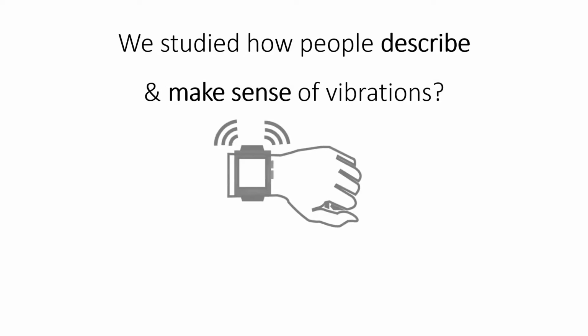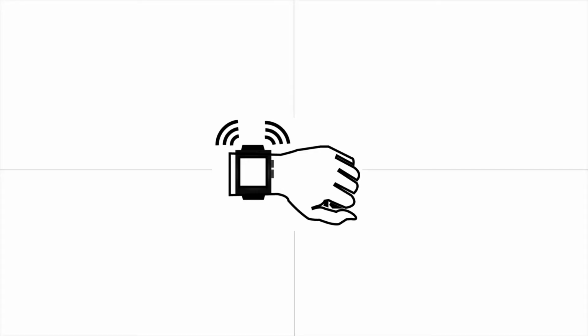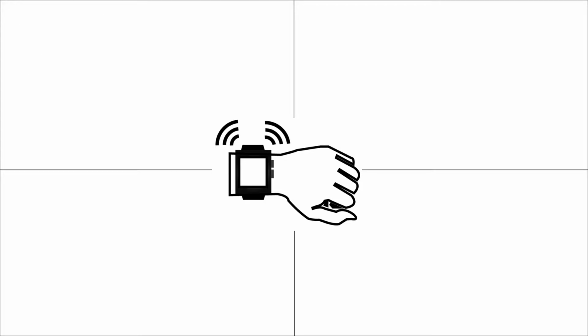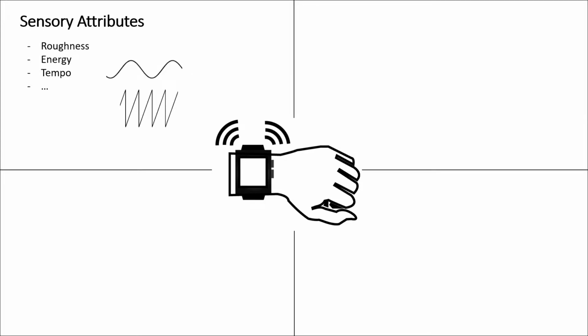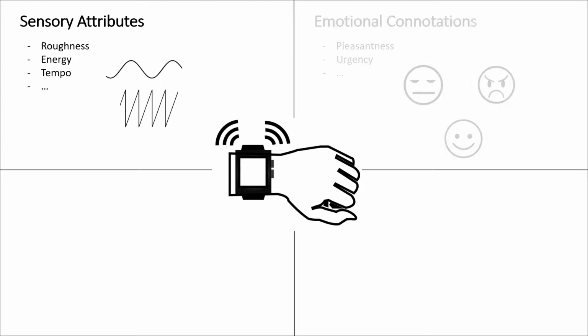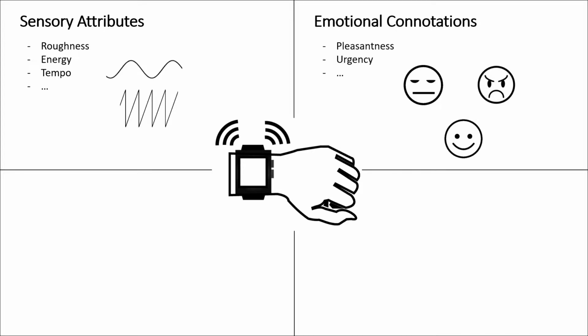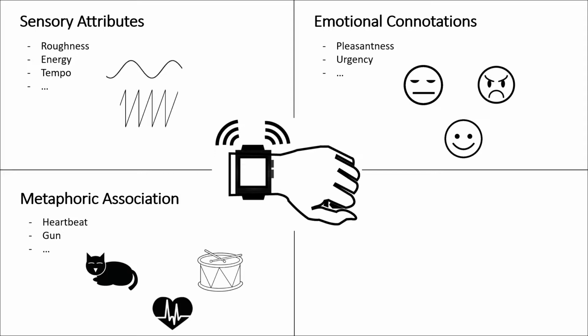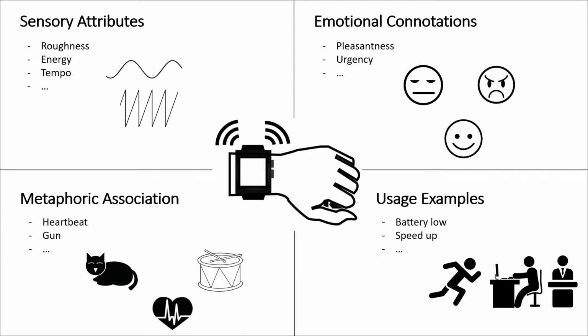We focused on vibrations as the most mature and accessible type of haptics, and found that people describe vibrations in 4 different ways. According to their sensory attributes, for example, they may say, "This vibration is too strong," or their emotional connotations. One might say, "I want a lively vibration." People may use metaphors and say, "This feels like a heartbeat." And finally, sometimes people describe how they see themselves using a vibration. For example, one might say, "This is a good notification for when my battery is low." We call these haptic facets. They capture 4 different ways that people describe and make sense of vibrations.